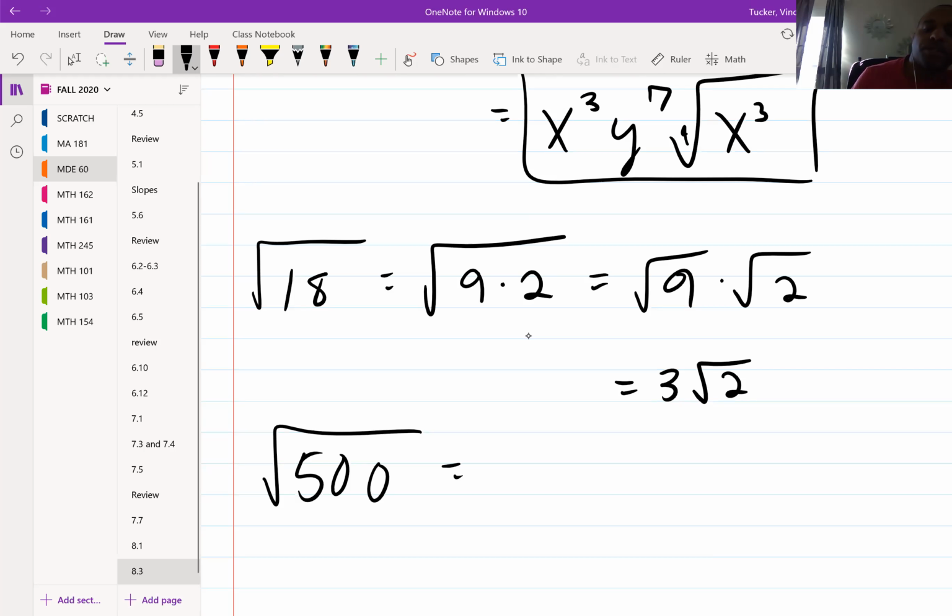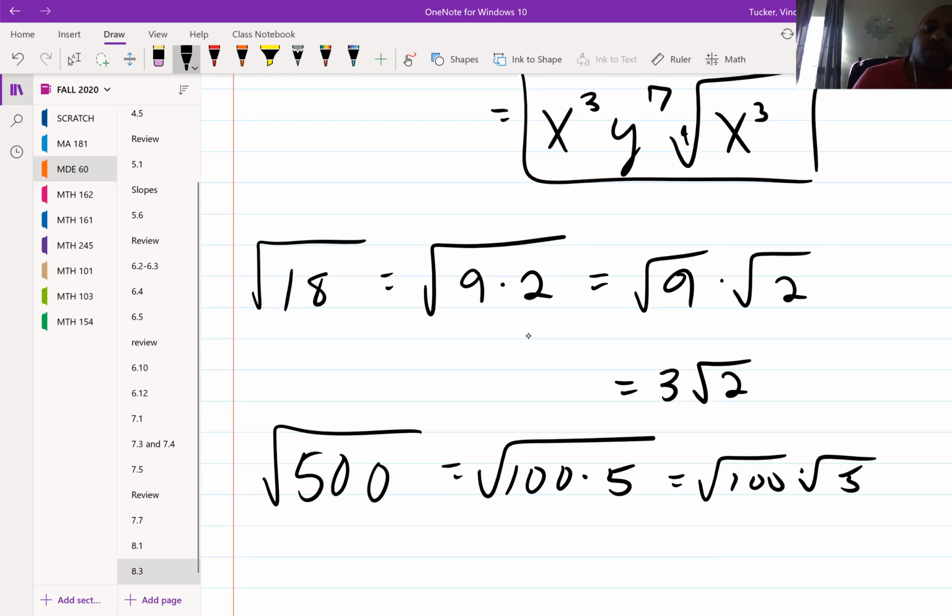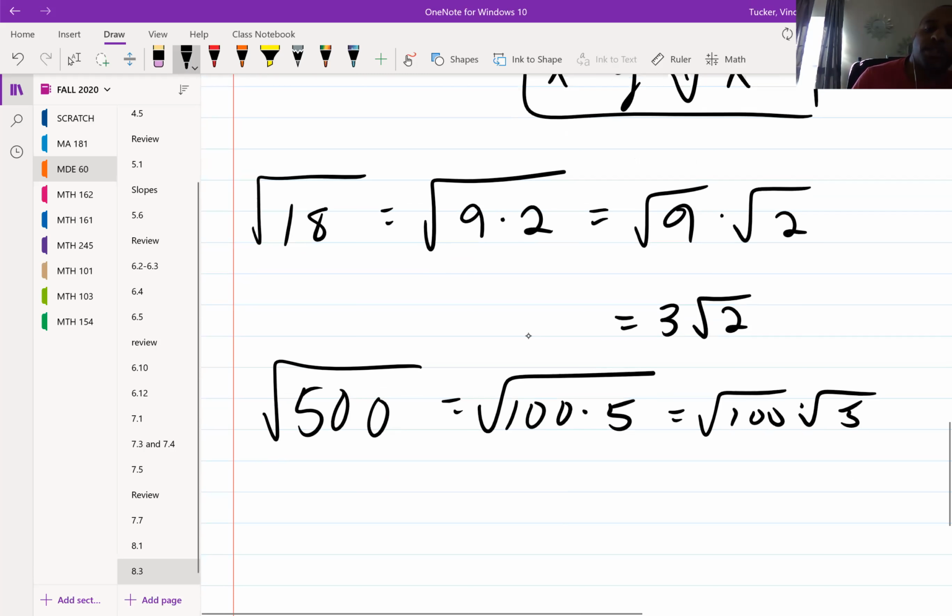Same thing with 500. Break it up into 100 times 5. Doing that because you can take the square root of 100. And the square root of 100 is 10. And you leave the 5 under your radical.